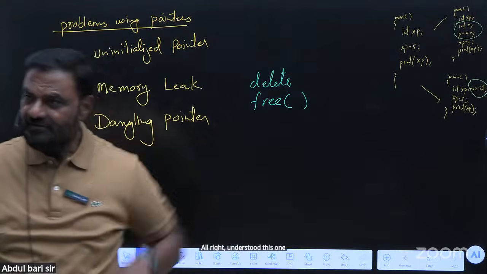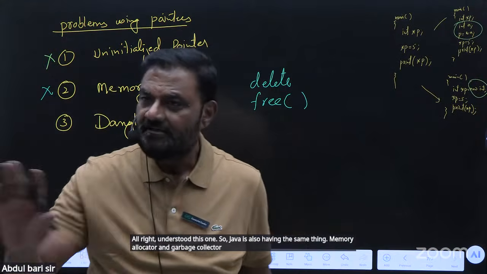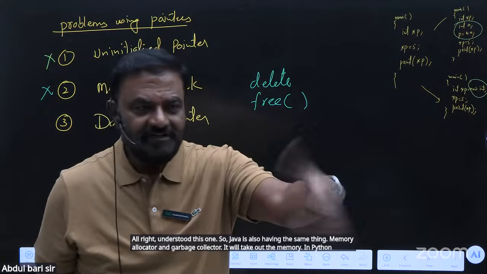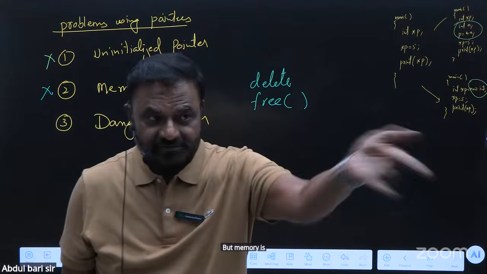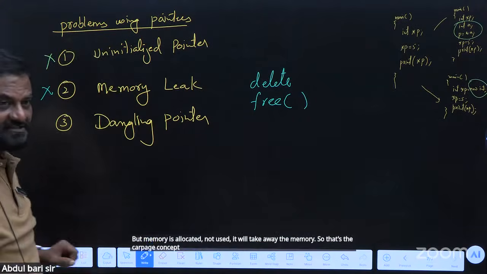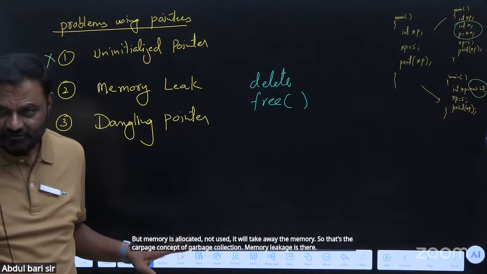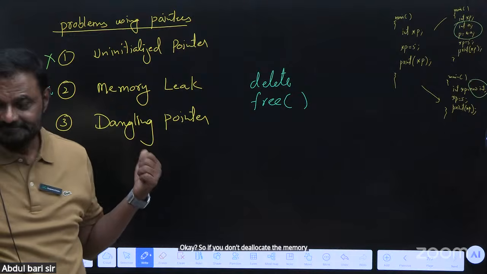Java is also having the same thing, memory allocator and garbage collector. It will take the memory. In Python also, there is no free and no new, but if memory is allocated and not used, it will take away the memory. So that's the concept of garbage collection. Memory leakage is there. If you don't deallocate the memory, it causes this.